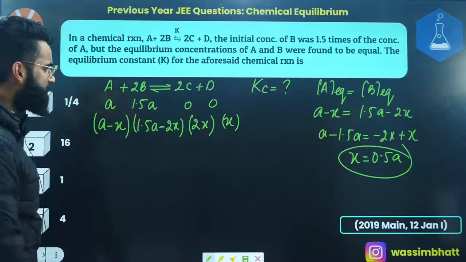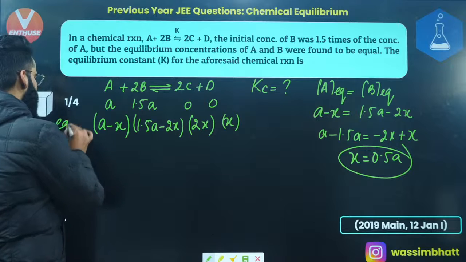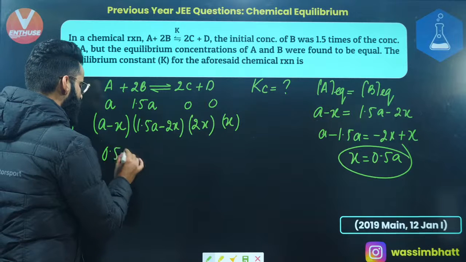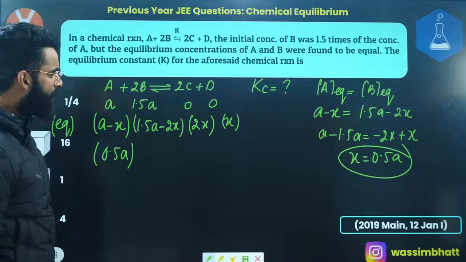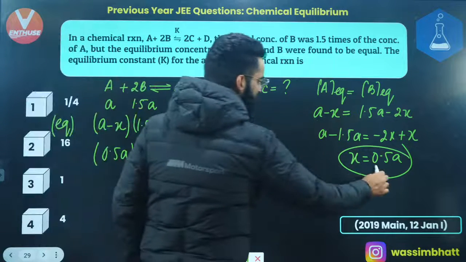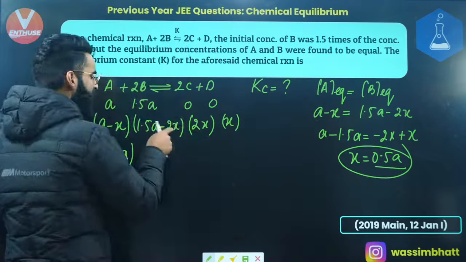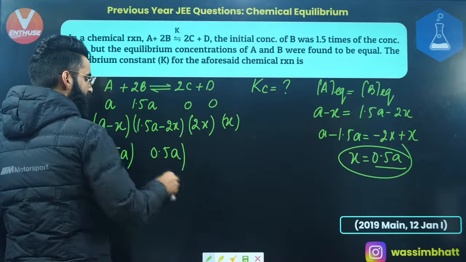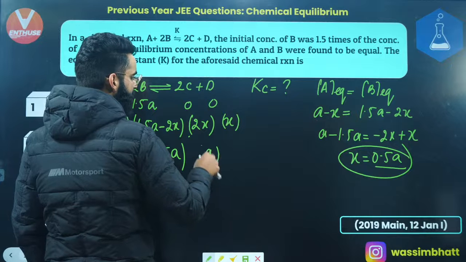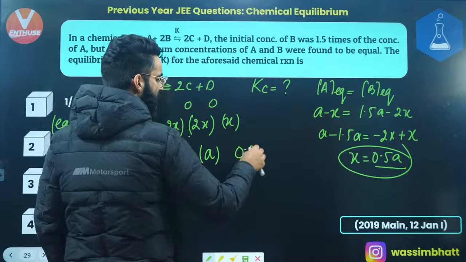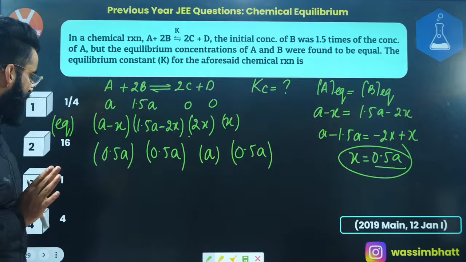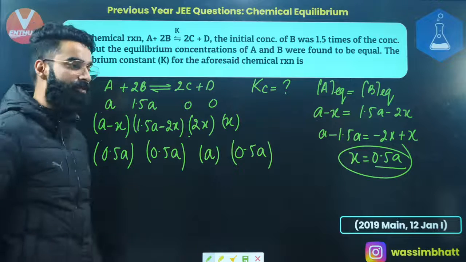When you got the value of x, you can put it in the equilibrium concentrations. This is a minus x, so a minus 0.5a comes out to be 0.5a. For B, 1.5a minus 2x, so 2 multiplied by 0.5a means a. 1.5a minus a comes out to be 0.5a. For C, 2 multiplied by x, x is 0.5a, so 2 multiplied by 0.5a comes out to be a. And for D, the value is x, which is already 0.5a. So basically I got the concentration of each reactant and product in terms of a.